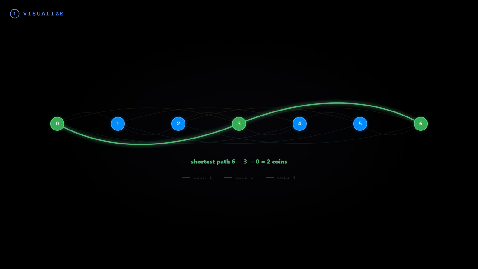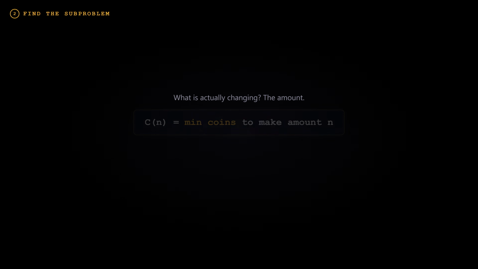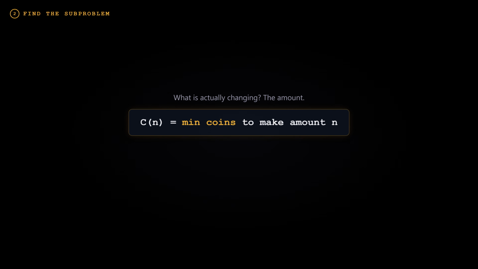We just turned a vague question about coins into a concrete graph problem. And that kind of reframing is exactly what makes hard problems feel manageable. Okay, step 2. Find the right subproblem. This is honestly the make or break moment. If you pick the wrong subproblem, nothing else is going to work. But if you get it right, everything just falls into place.